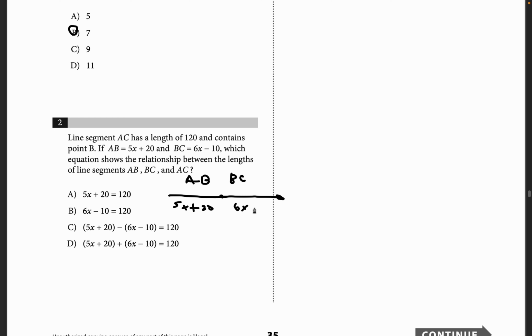6x minus 10. And this whole length right here, AC, is 120. So what does this mean? How do we find the distance? We add 5x plus 20 plus this, and it will equal the whole length. So this plus this will equal this. So it should be choice D.